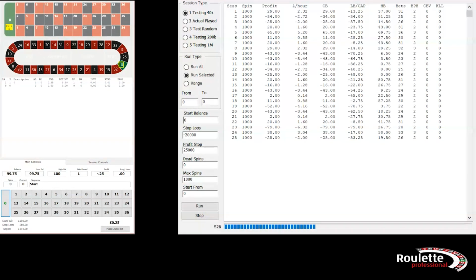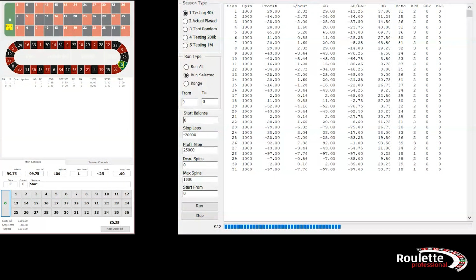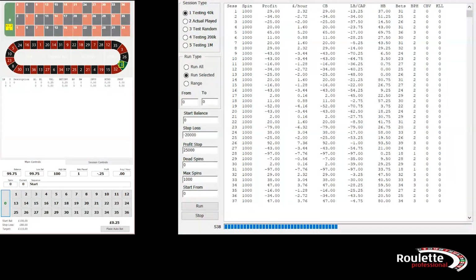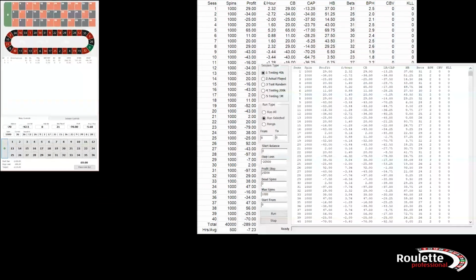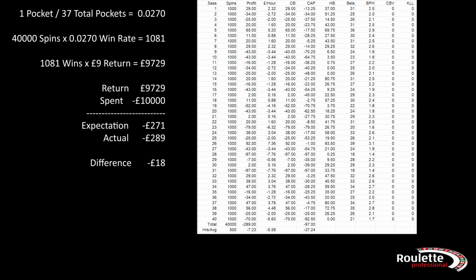You can probably already see with a single pocket bet, the wins and losses in the profit column are looking far more balanced than the larger bet results. The bets per hour are through the floorboards, averaging around two bets per hour. But of course, betting on a single pocket, we are only expecting to win once every 37 spins. So how did we do? We already knew we were going to be two wins behind expectation, so the results are no surprise.